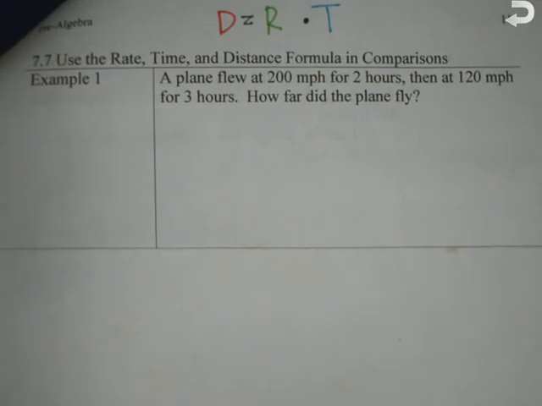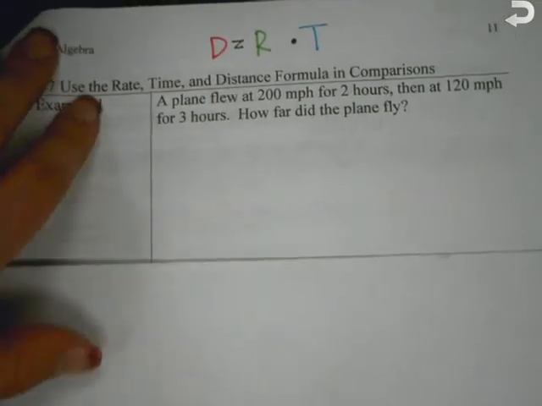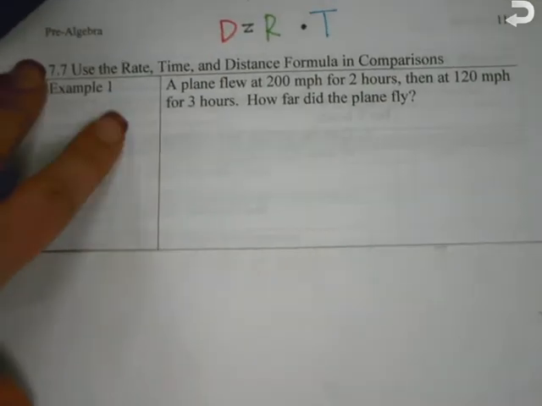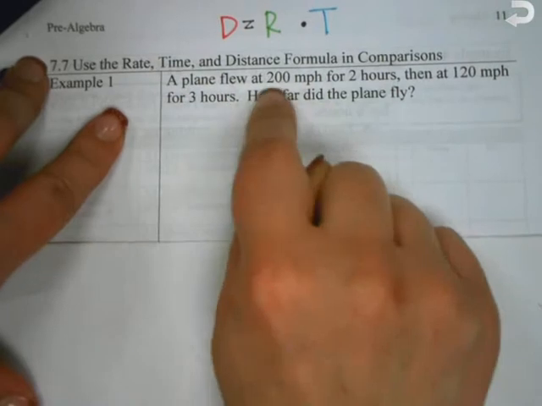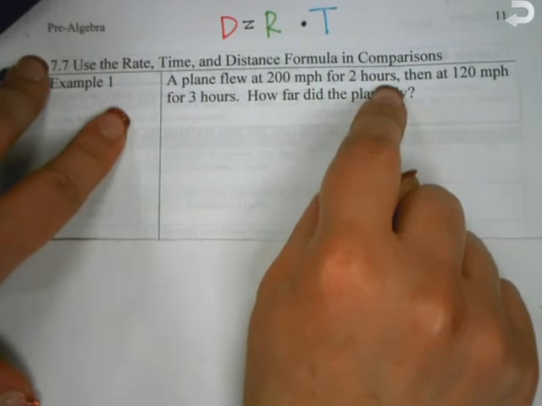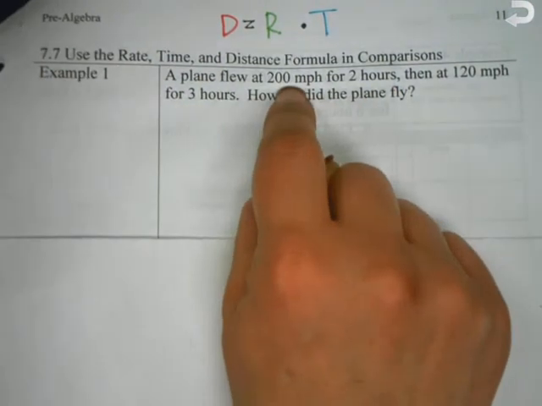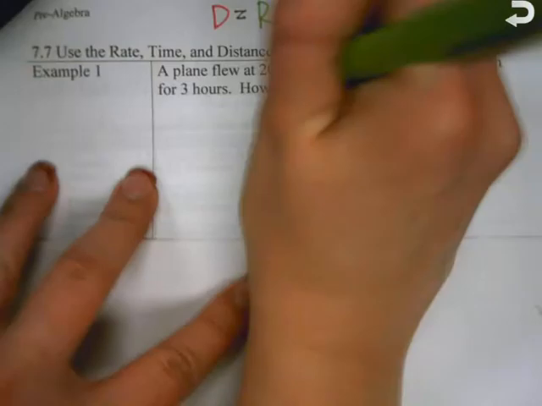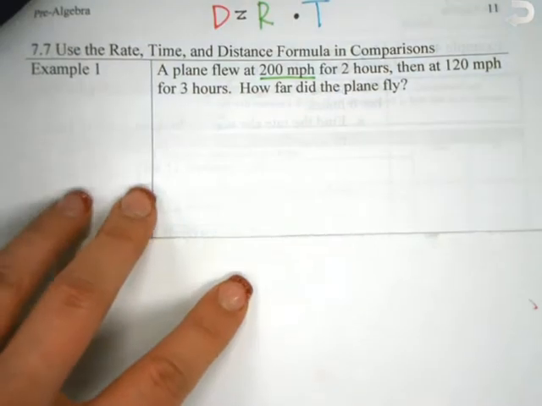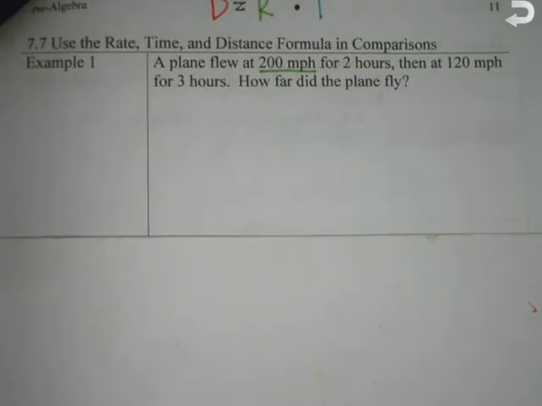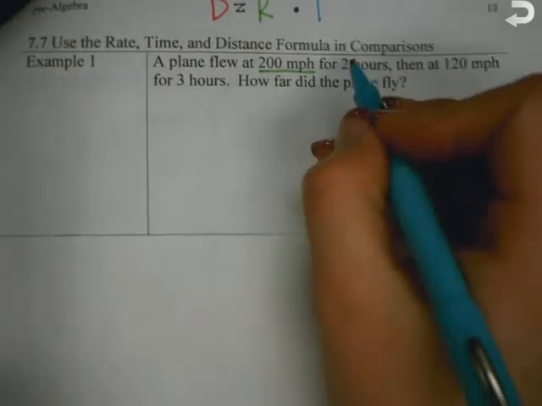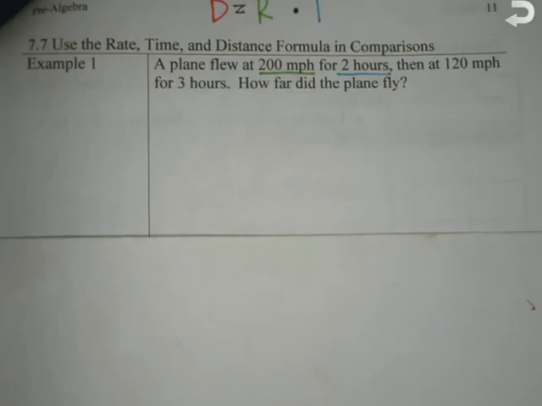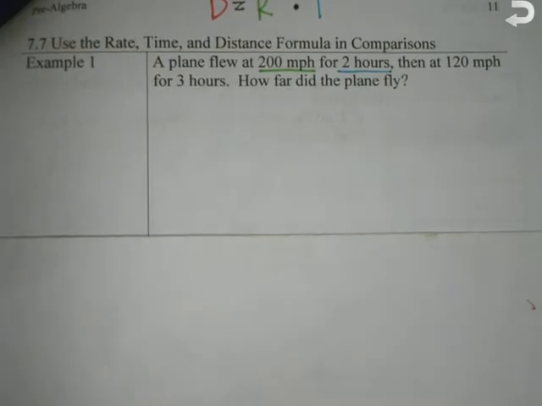So this problem is a little trickier because we're actually given two pieces of information. For the first part of the trip, the plane flew 200 miles per hour. Is that distance, rate, or time? Rate. For 2 hours, distance, rate, or time? Time. So I'm going to split my work into two sections.